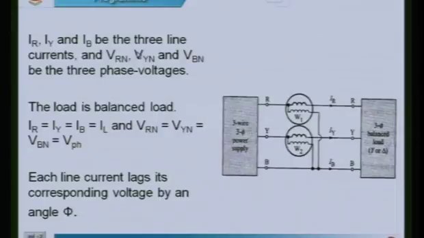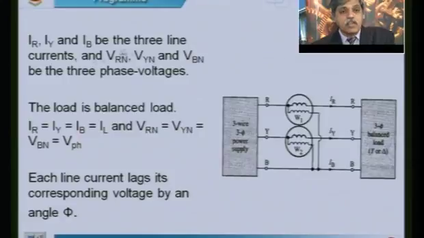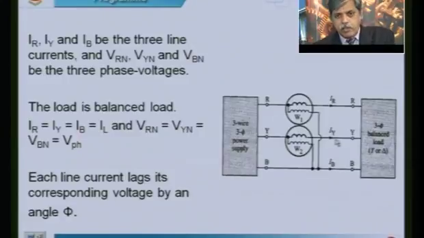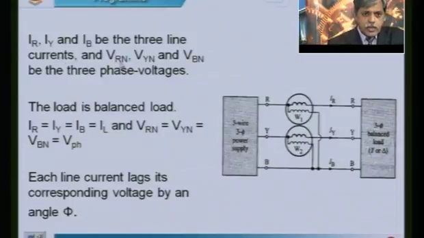So, as per the statement I have given here, IR, IY and IB are the 3 line currents, because I am assuming a balanced load, whether it is star or delta. When you connect the wattmeter, the current coils will carry the line currents, whether the load is connected in star or delta does not matter, they always carry the line current. And VRN, VYN and VBN are the phase voltages of the system.